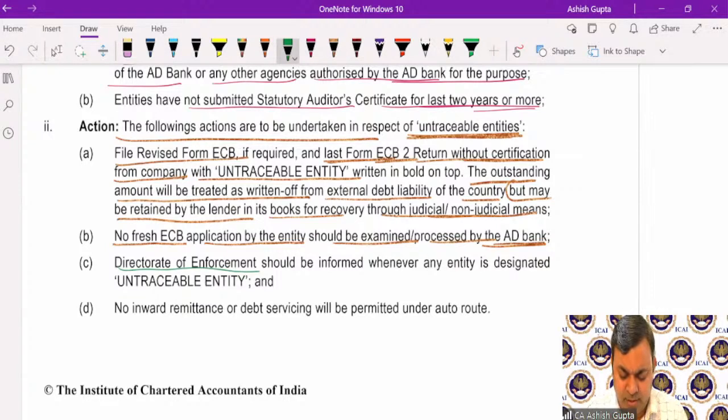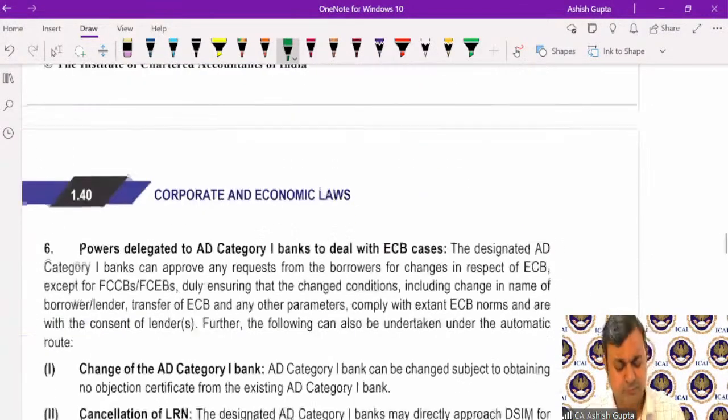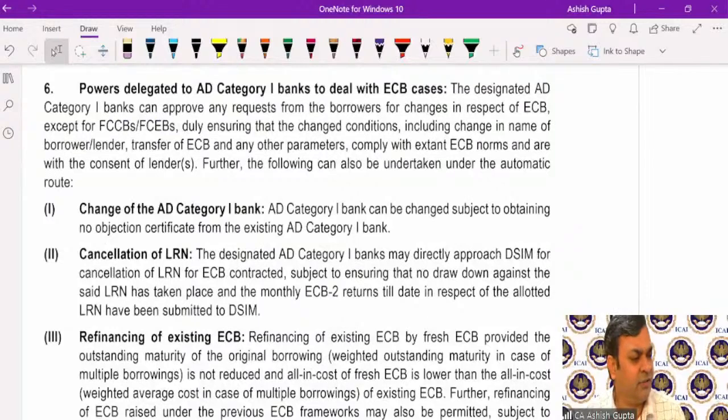The Directorate of Enforcement should be informed whenever any entity is designated untraceable, means ED. ED will come into the picture, Enforcement Directorate. No inward remittance or debt servicing will be permitted under the auto route, means automatic route. Close for yours. Right? So this is the fifth point. I think the fifth point is clear.